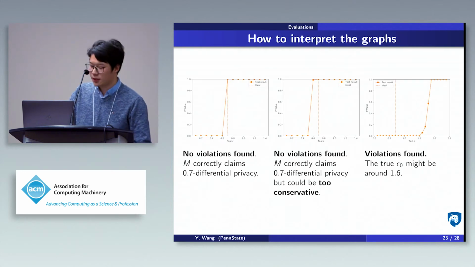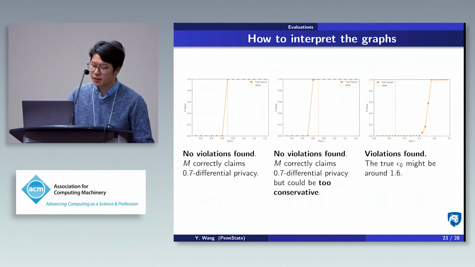And these are 3 sample plots we have generated. The x-axis represents the test epsilons we have used, and the y-axis is the p-value. The algorithm we used claims it satisfies 0.7 differential privacy. Thus, if the plot looks like the first one, the p-value remains close to 0 before 0.6 and rises to 1 after 0.7. It shows that M correctly claims it satisfies 0.7 differential privacy.